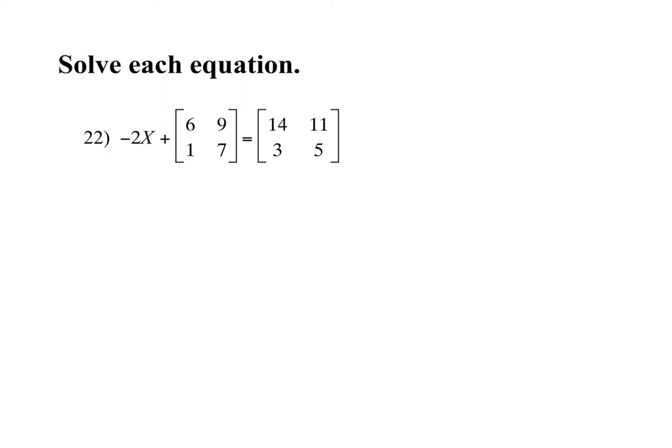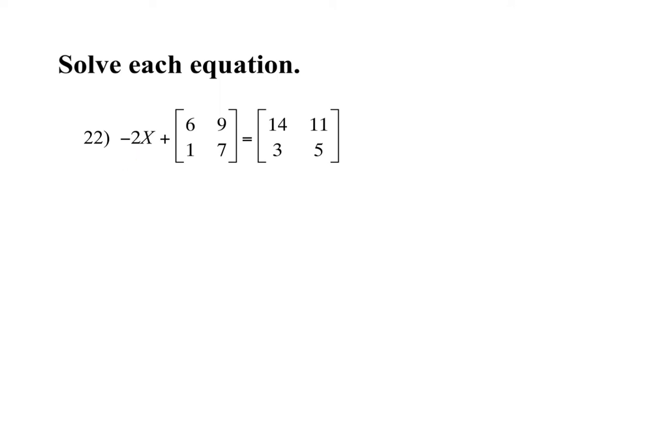You are going to look at these like any algebra equation that you're solving. So I have negative 2 times X plus this matrix equals this matrix. When you're solving equations, you want to get rid of everything that doesn't have an x first, and then you're going to multiply or divide to get the x by itself. That's exactly what you're doing here.